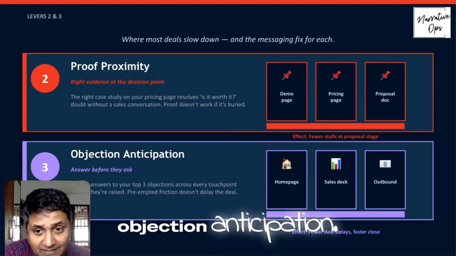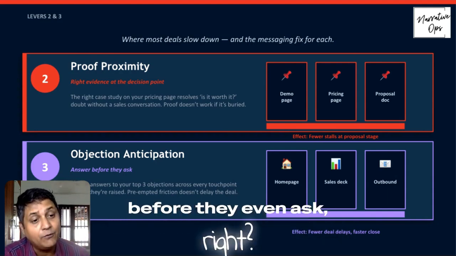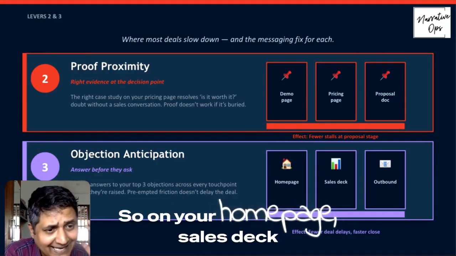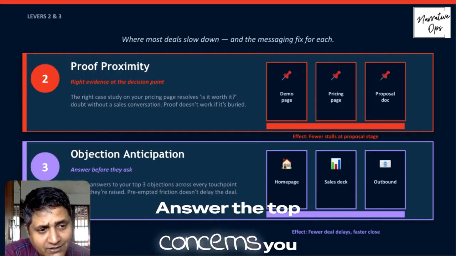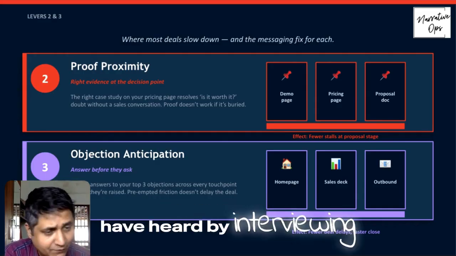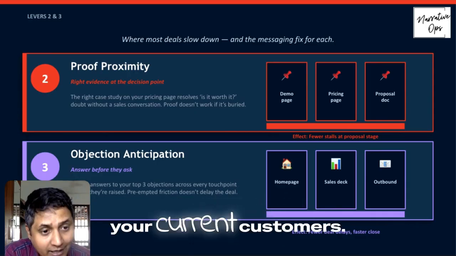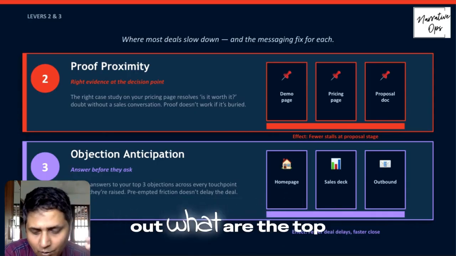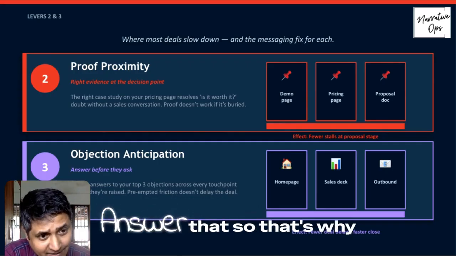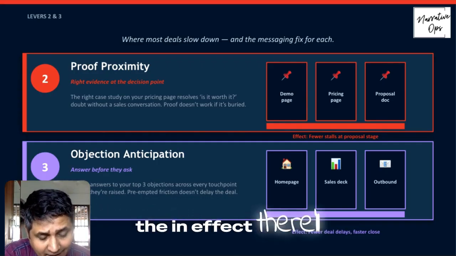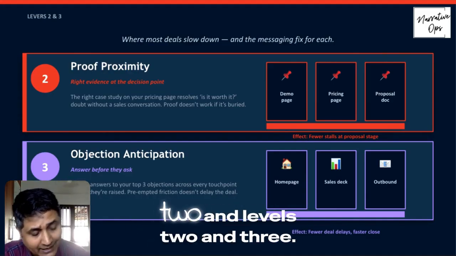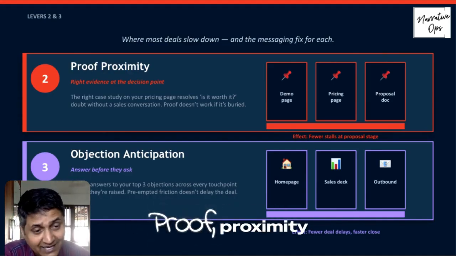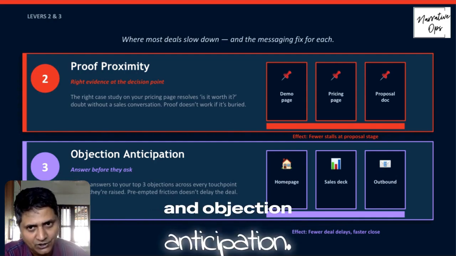Level 3 is objection anticipation. You answer their queries before they even ask, right? So on your homepage, sales deck, outbound, put a FAQ section, and answer the top concerns you have heard by interviewing your prospects or your current customers. Interview them and find out what the top 3 objections are, and answer those. So that's why, in effect, there will be fewer deal delays and faster close. So these are levels 2 and 3, proof proximity and objection anticipation, right?